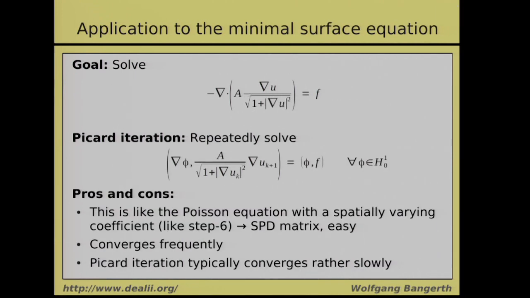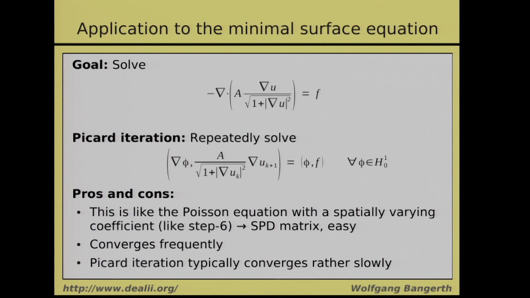The pros and the cons of this approach: so the pro, like I said, it's like the Poisson equation or the Laplace equation with a spatially variable coefficient. So it's like step 6. We know how to do it. The matrix is symmetric and positive definite. We can apply conjugate gradients for this, for example. It almost always converges. So I say frequently, so in this particular case, I'm pretty sure it will actually converge. If you have different equations, Picard iteration is pretty robust. Picard iteration almost always converges.